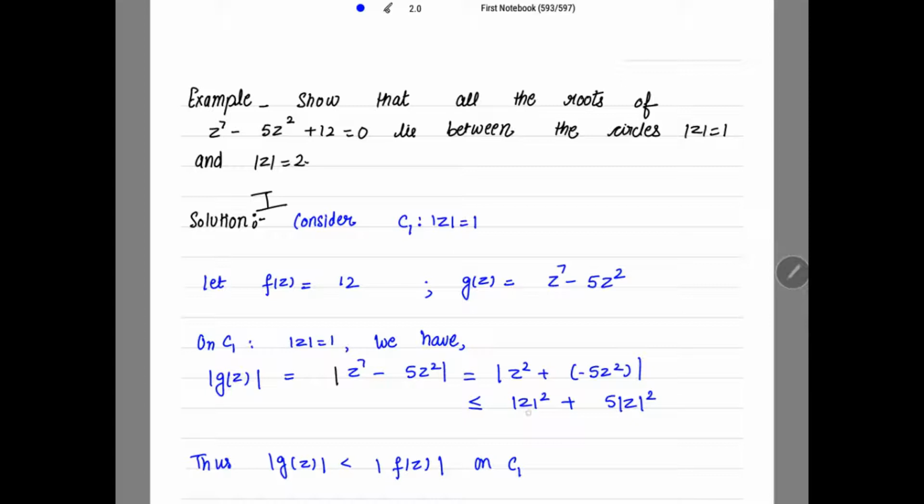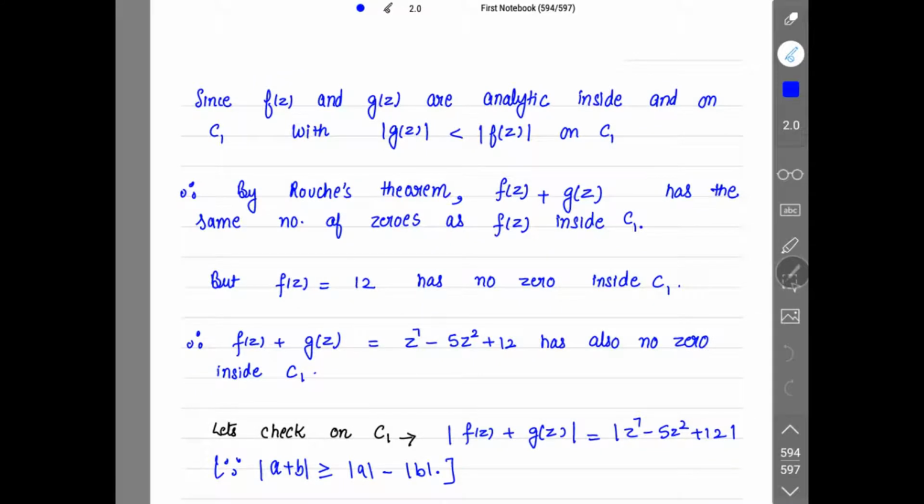Because mod z is equal to 1, I am putting the value of mod z equal to 1 over here. What I will get? 1 plus 5, which is equal to 6. And this 6 is strictly less than 12, which is my f(z). Right? I can also take the mod over here. So I got mod of g(z) strictly less than mod of f(z) on C1, which is a required condition for Rouche's theorem.